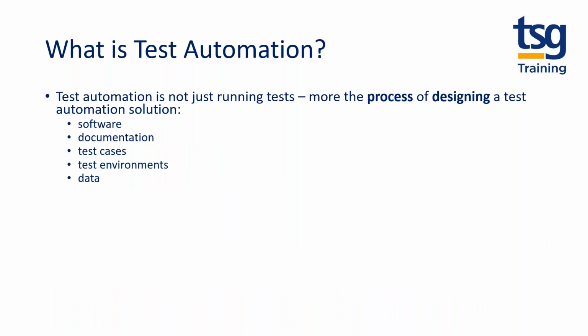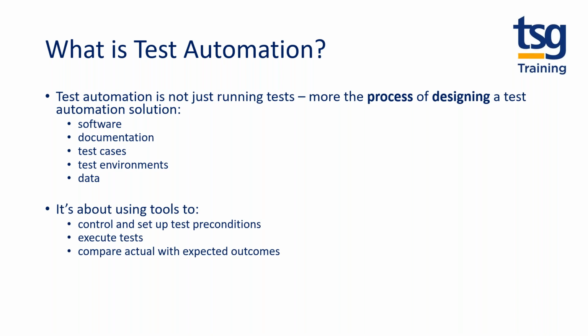So what is test automation? Well, it covers many aspects of testing, although it's often just used to mean test execution automation. But even using this limited definition, test automation is not just running tests. It's a process, designing a test automation solution. It's introducing automation code in addition to the software under test code. And all that entails is the documentation, the test cases, the test environments, the test data.